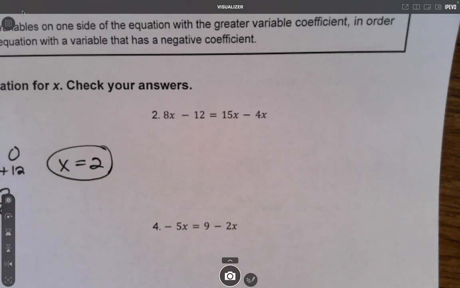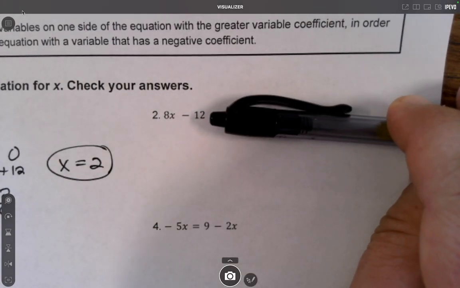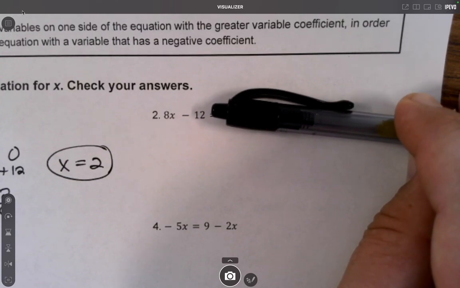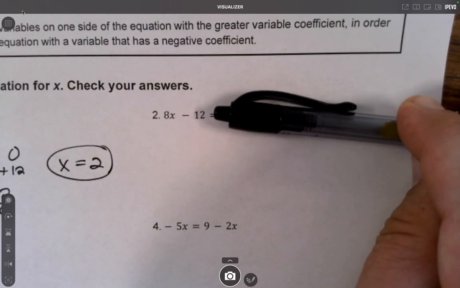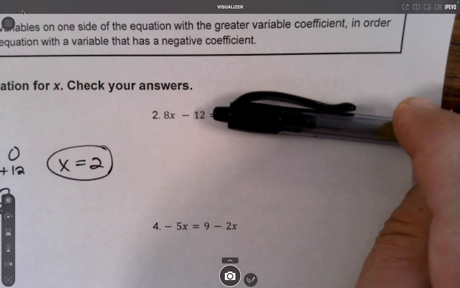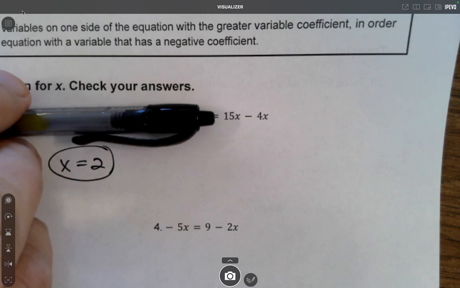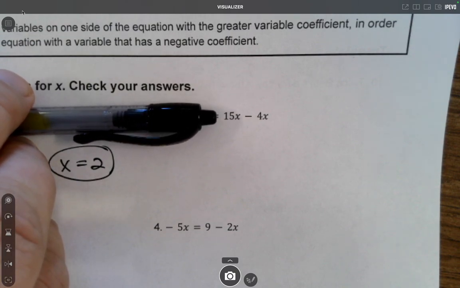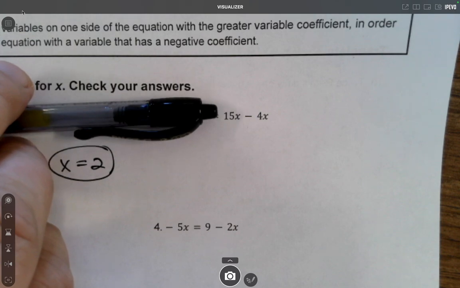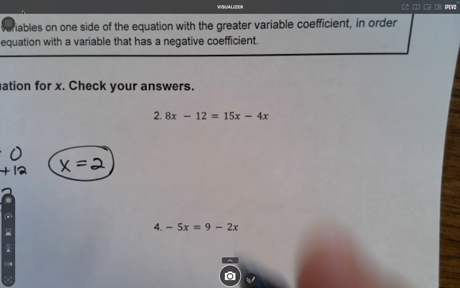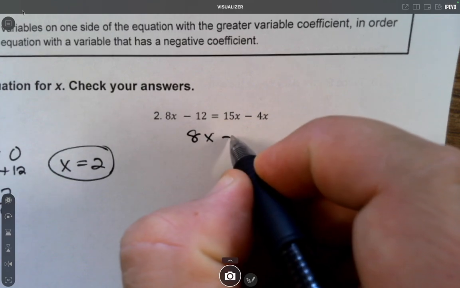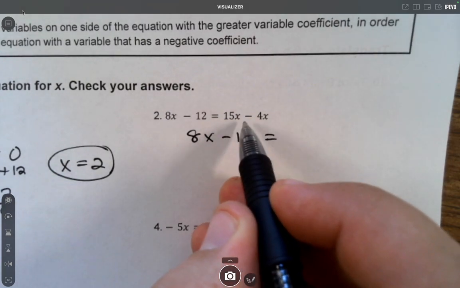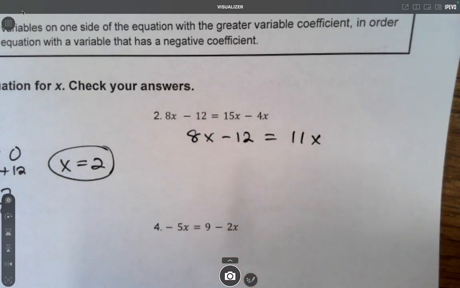Okay, now this doesn't happen often, but occasionally, before you start solving and moving stuff from one side to the other, there may be some things you can simplify on just one side or the other. And here's what I mean. If I look at just the left side of the equation, 8x minus 12, there's nothing I can do to simplify that because they are not like terms. 8x has an x, 12 does not. But on this side, they are two like terms. I can combine 15x and 4x because they are like terms that both have x. So I'm going to go ahead and do that. 15x minus 4x is 11x.